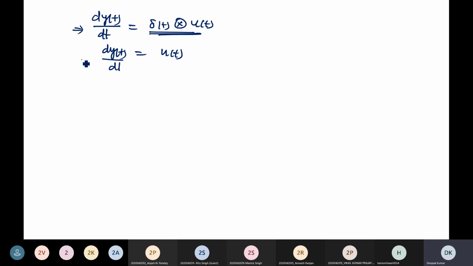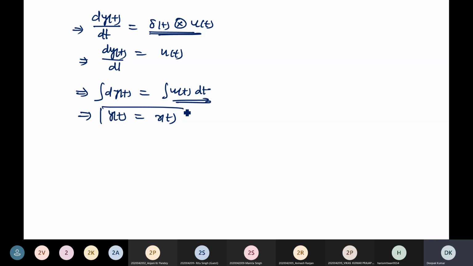Now take integration on both sides. So dy of t will become integration of u of t dt, and y of t will be integration of u of t, which as you know is r of t. So in this way, by using the differentiation property and the impulse identity property, we can find the convolution in a simple way.